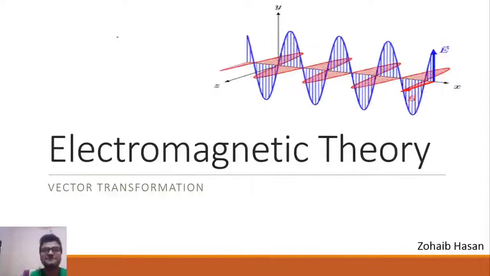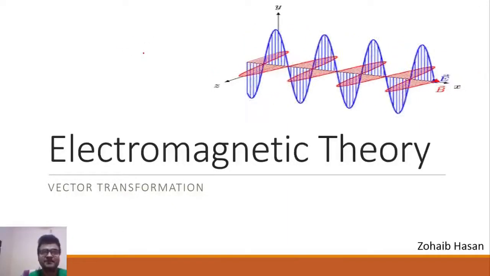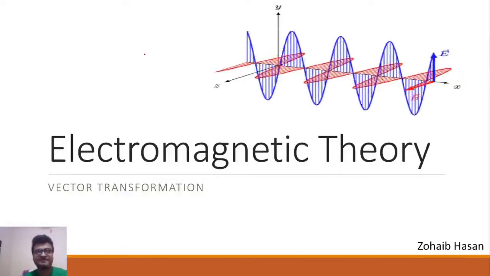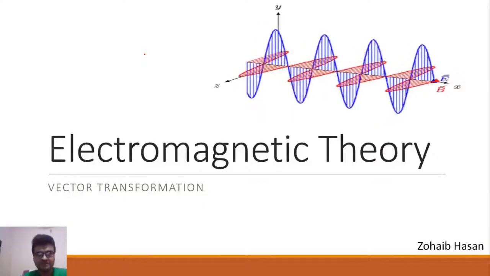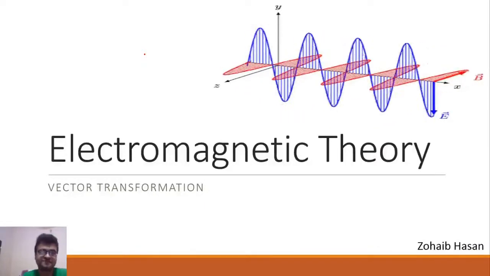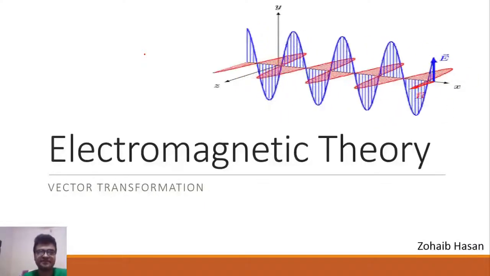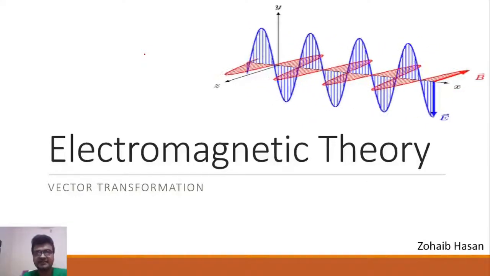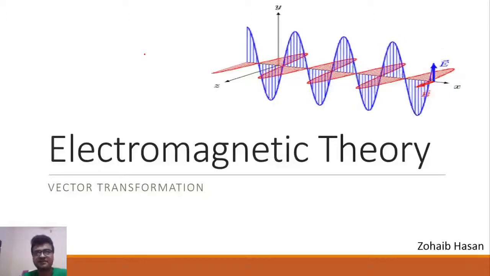Hello learners, welcome back. In this video we are going to learn how to convert a given vector from one coordinate system into another coordinate system. This process is known as vector transformation. This method is mathematical and you will expect numerical in this topic.